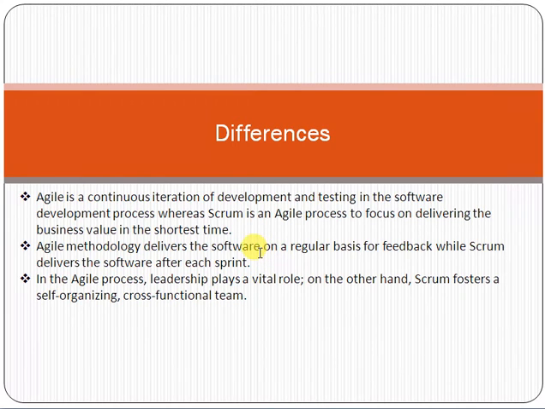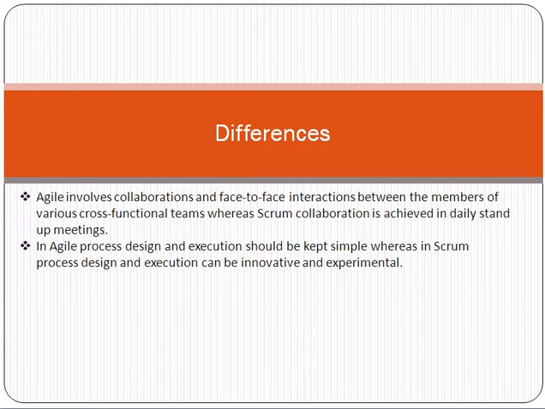In the Agile process, leadership plays a vital role. On the other hand, Scrum fosters a self-organizing cross-functional team. In the Agile process, basically a leader or manager is required who will be managing the project. However, in Scrum there is no specific role of project manager or leader. The whole Scrum team is self-organized and cross-functional. The Scrum team means the core team, like software developers, software engineers, QA testers, and the production deployment team. All those team members are self-organized, meaning they are self-motivated and manage things by themselves.